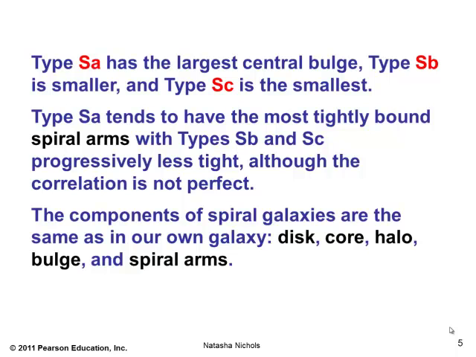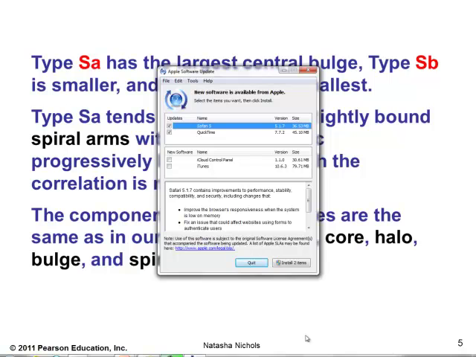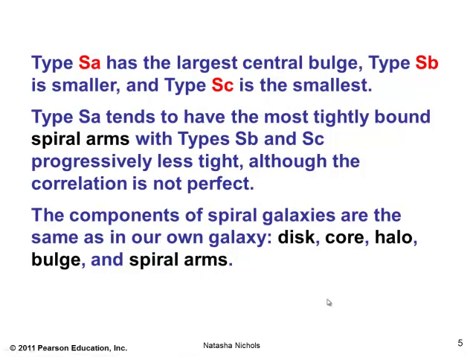Type SA has the largest central bulge. Type SB is smaller, and type SC is the smallest. Type SA tends to have the most tightly bound spiral arms, with types SB and SC progressively less tight, although the correlation is not perfect. The components of spiral galaxies are the same as in our own galaxy: disk, core, halo, bulge, and spiral arms.